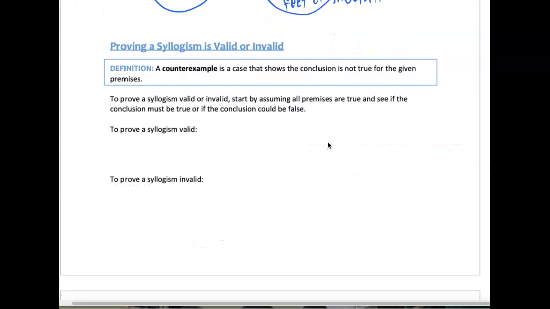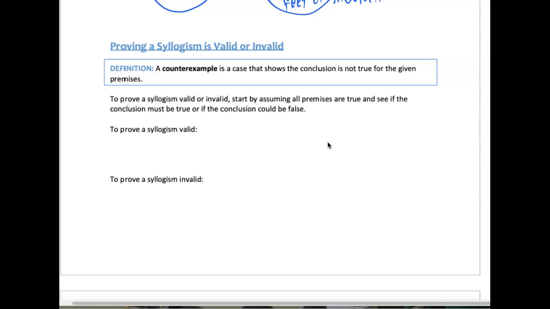So proving a syllogism valid or invalid. First we need to define a counterexample. A counterexample is a case that shows the conclusion is not true for the given premises. So we will need a counterexample when we talk about proving a syllogism invalid.